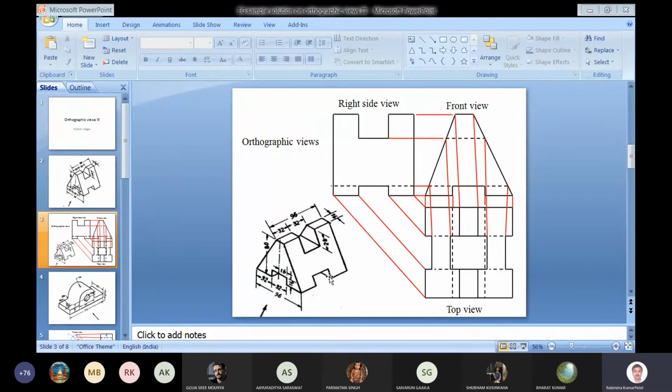So in this way we can draw different views, and in these different views I have just shown the red lines which are corresponding to the projection line or construction line. We have shown it. In fact, I have shown it thick, but you can show it as a continuous thin line, so that we can differentiate it from the main outlines. So we can draw it by using continuous thin line.